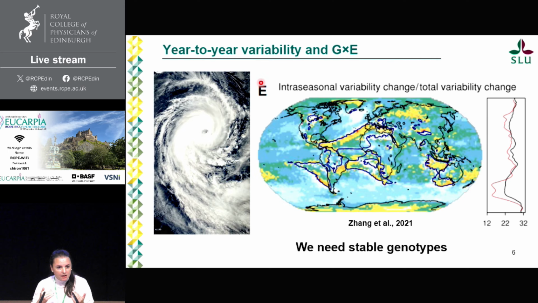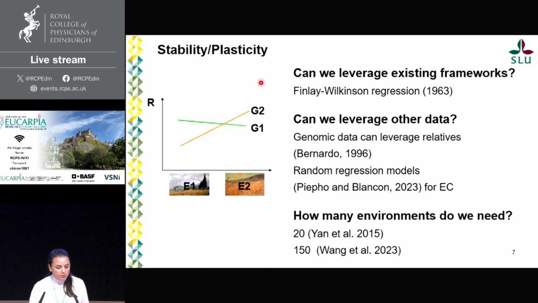And also, we're seeing a lot of year-to-year variability, right? And so with all the predictions from climate change, we know that there is going to be even more variability from year to year. So trying to breed for stable seemed to make some sense. And so how do we approach this?